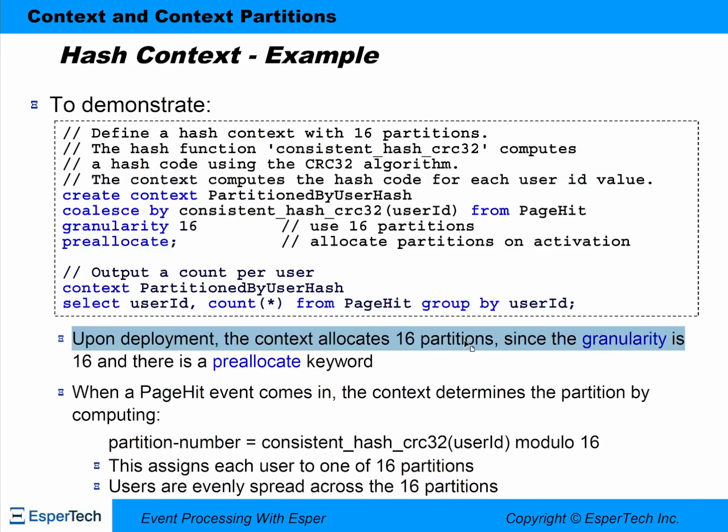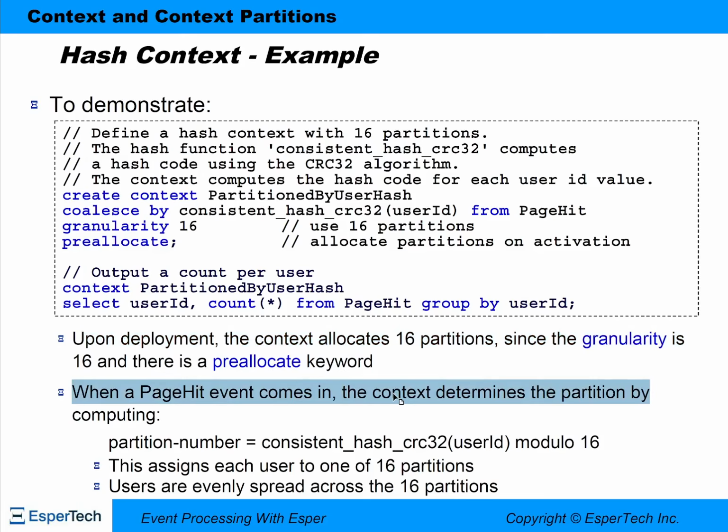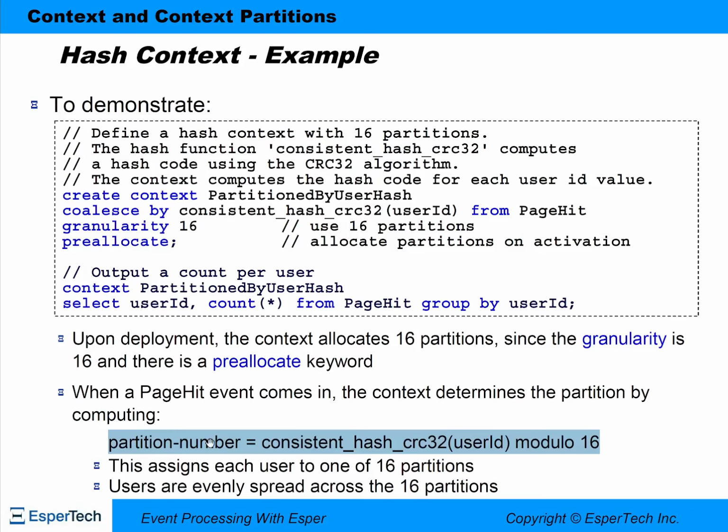Upon deployment, the context allocates 16 partitions, since the granularity is 16 and there is a pre-allocate keyword. When a page hit event comes in, the context determines the partition by computing: partition number equals consistent_hash_crc32 parenthesis user ID modulo 16. This assigns each user to one of 16 partitions. Users are evenly spread across the 16 partitions.